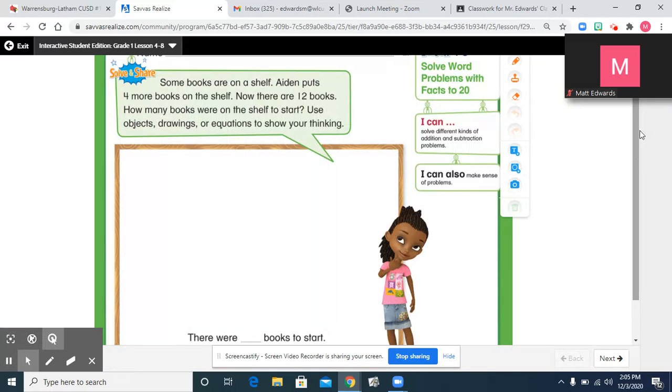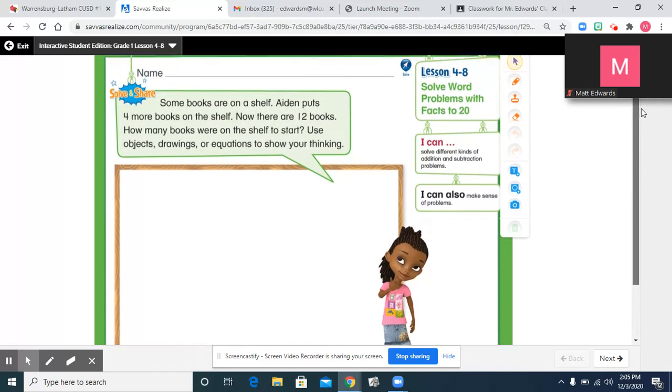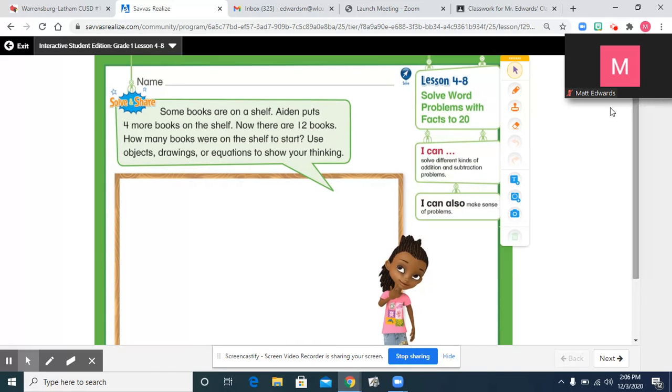Okay, you need to get out your math workbook, volume 1, and turn to page 273. And if you're on page 273, it should look like this. Okay, we need to read the directions in order to figure out what we have to do for this story problem. It says some books are on a shelf. Aiden puts 4 more books on the shelf. Now there are 12 books. How many books were on the shelf to start? Use objects, drawings, or equations to show your thinking.